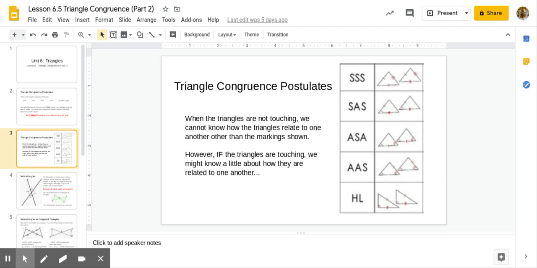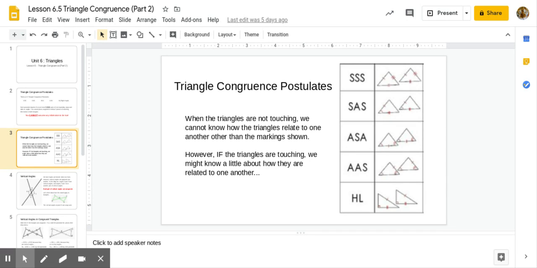Now, when we look at these 5 triangle congruence postulates, I have them listed over there on the right-hand side with those markings. So side, side, side, you have to have tick marks on all 3 sides of each triangle. Side, angle, side, you have to have 2 sides and the included angle marked on each triangle. Angle, side, angle, you have to have 2 angles and the included side marked on each triangle. Angle, angle, side, you have to have 2 angles and the non-included side marked on each triangle. Hypotenuse leg, you have to have the right angle marked, the hypotenuse on each triangle, and a leg on each triangle.